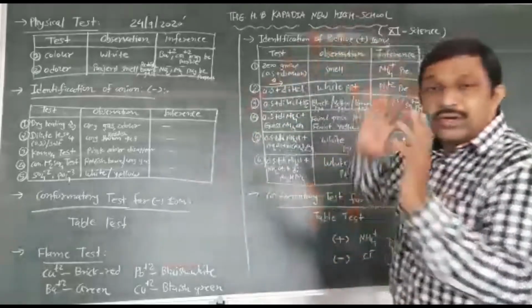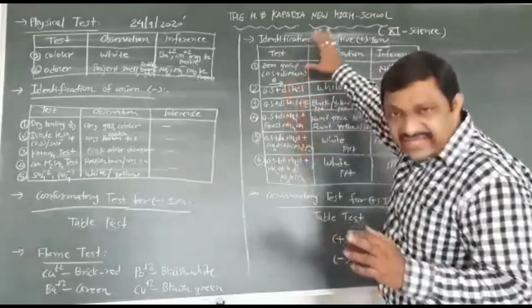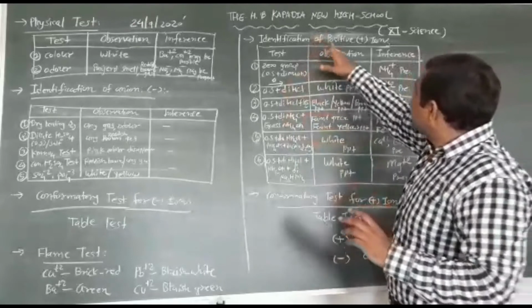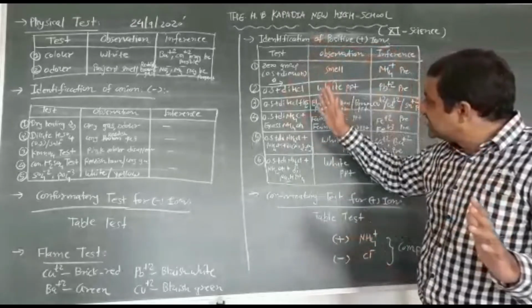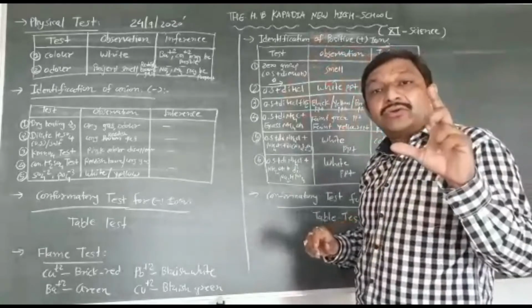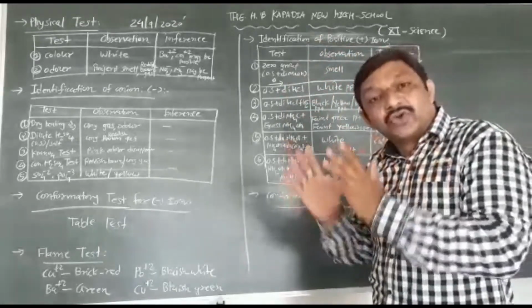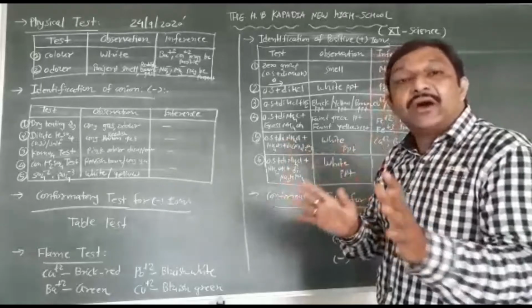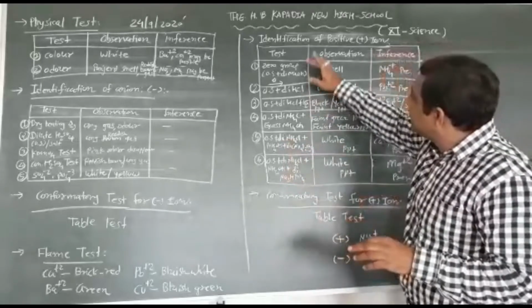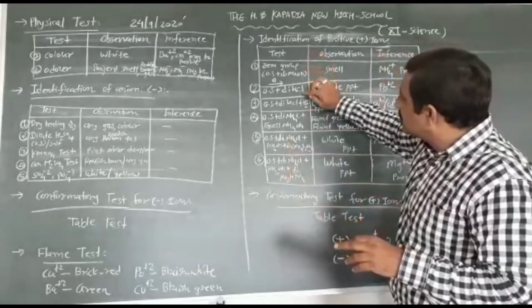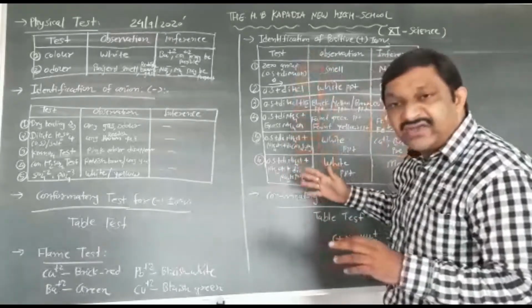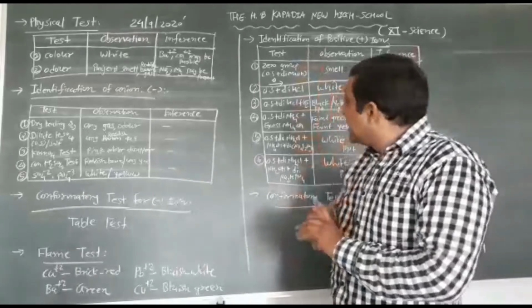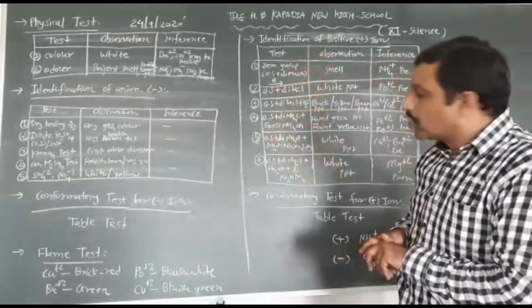Now look, the main test is here now: identification of positive ion. Clear? Now you have to start with the different groups to find out the positive ion. For example, zero group, then first group, second group, third A, third B. Here are your different types of groups, and you have to find out your group.